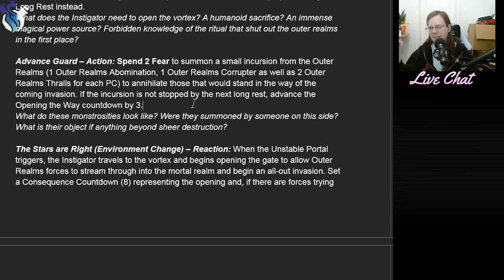The thing that is easier and maybe clearer to players is by the next long rest. And I think that if the GM uses this feature but doesn't tell the players, hey, if you don't stop this by the next long rest, this countdown is going to advance, the GM would, I think, be in a pretty reasonable position to do that at the end of that long rest without having said so ahead of time.